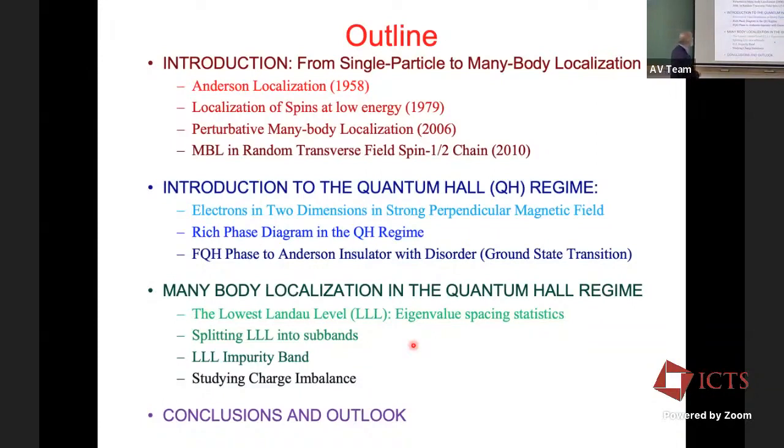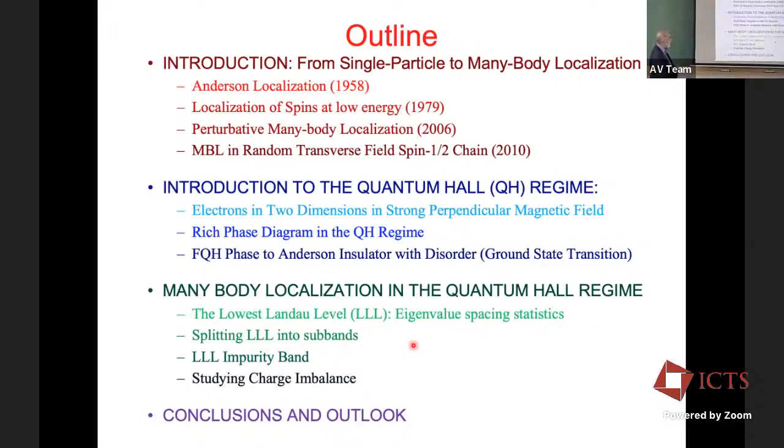Then I will go to some actual numerical work on the random transverse field spin half chain, which showed that in this particular model, you can actually have a phase transition from an ergodic phase to a many body localized phase. Then I will go back to the quantum Hall problem, because all of that has nothing to do with quantum Hall physics, but we are going to study many body localization and interactions in the quantum Hall context.